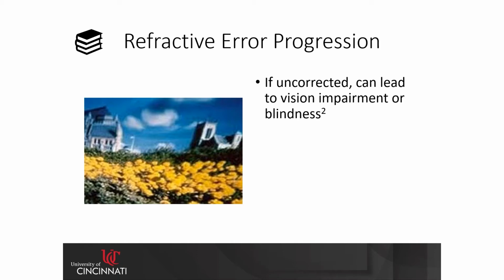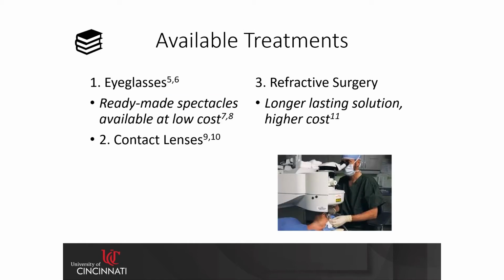When uncorrected, they can cause mild to severe visual impairment or blindness, leading to a decrease in quality of life, independence, and mobility. Fortunately, effective treatments exist for this condition. Patients can receive eyeglasses, contact lenses, or refractive surgery. All of these have different costs and safety considerations, so for more information, visit the American Academy of Ophthalmology website.